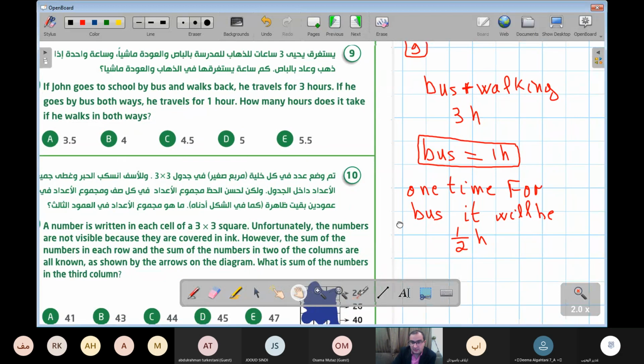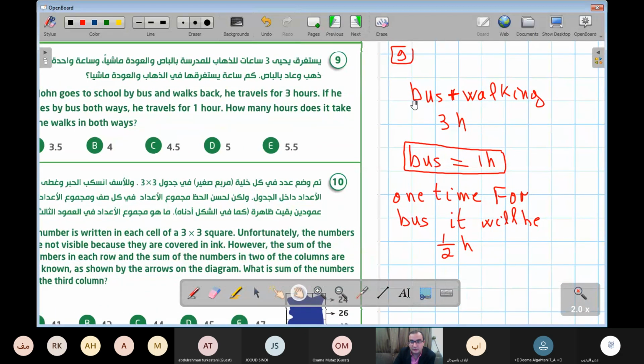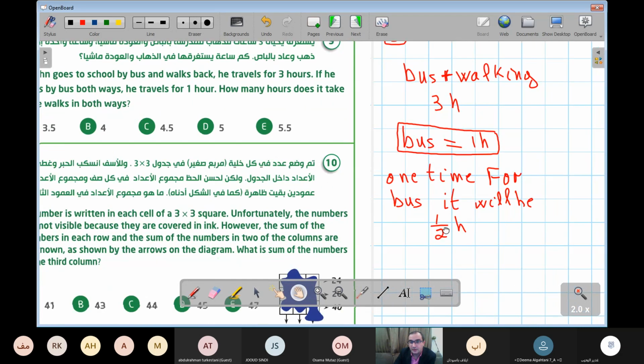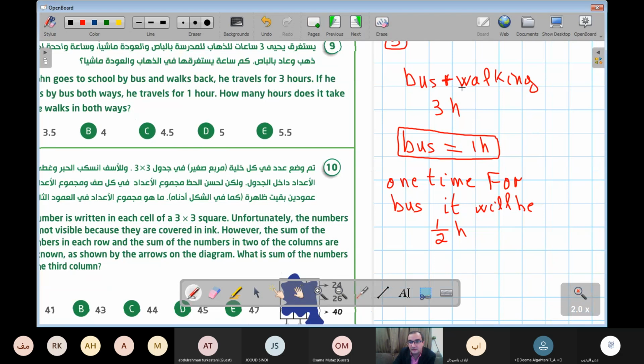So if he gets to school by bus for one way and walks the second way, he took 3 hours. But when he used only the bus for both ways, it took only 1 hour. So we divide 1 hour by 2, so we can know the time he needs for one way, for example from home to school or from school to home. Okay, so we have here 3 hours for the two options. It means for bus and for walking.